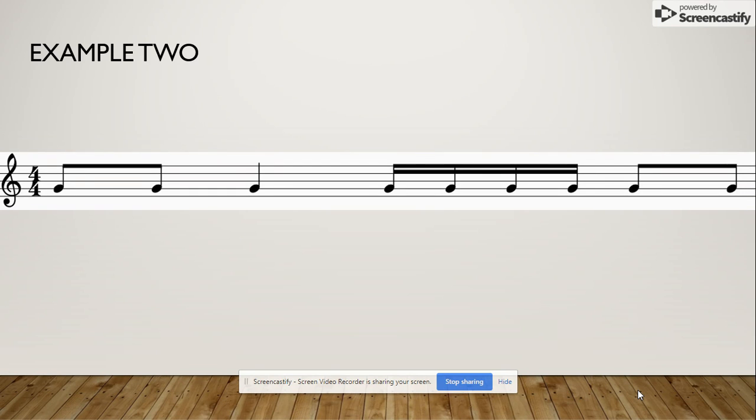Here is your second rhythm. 1 and 2, 3 E and a 4 and.